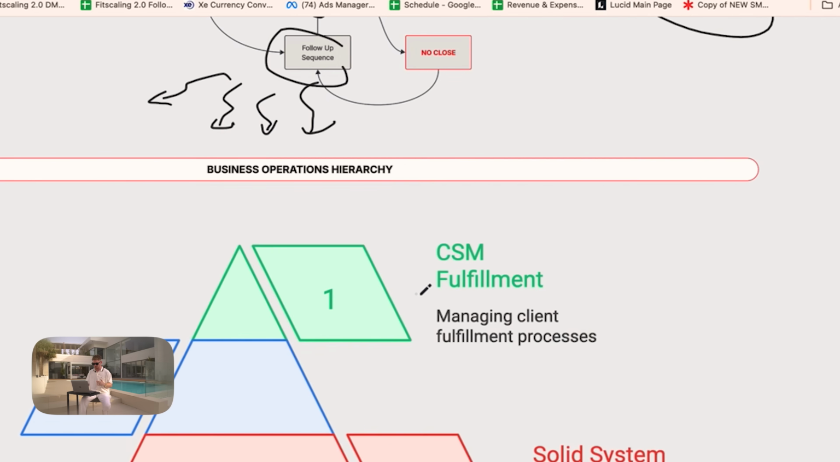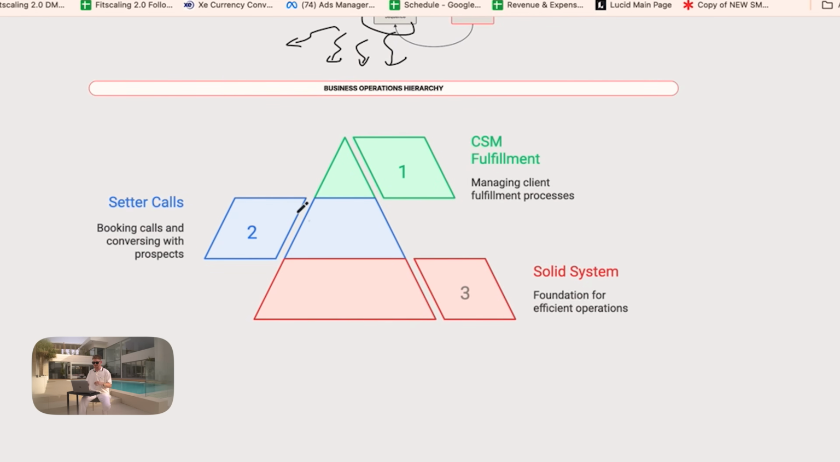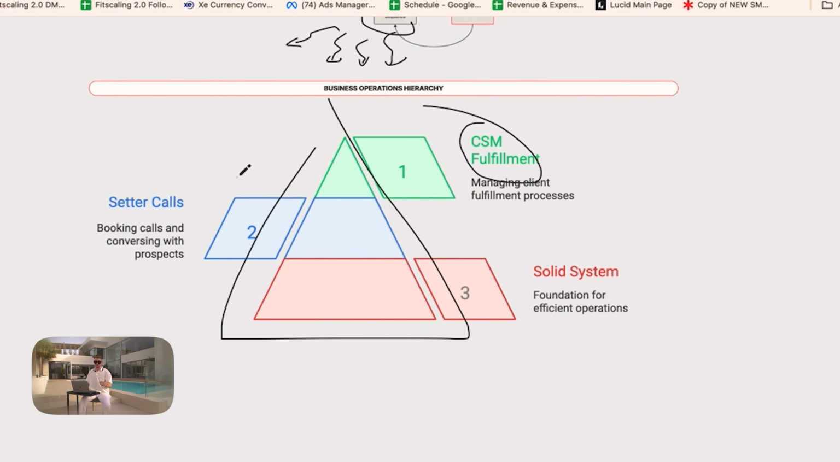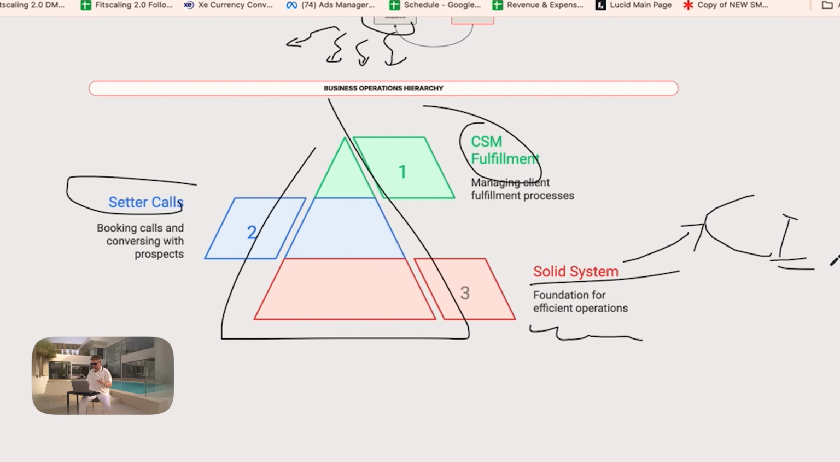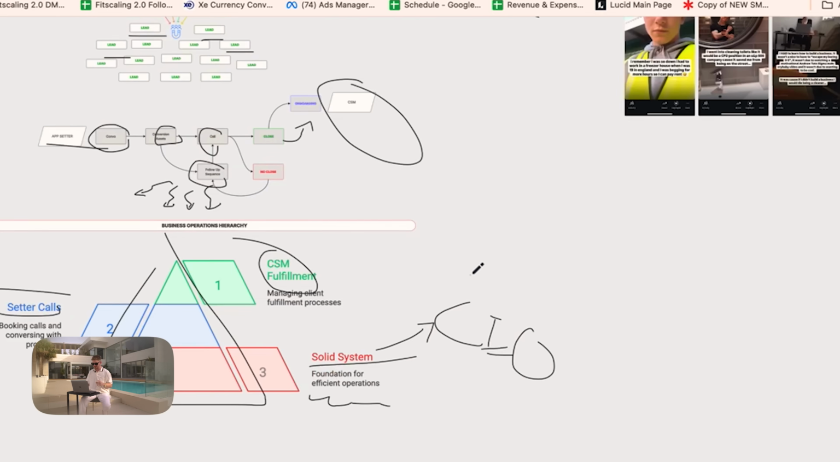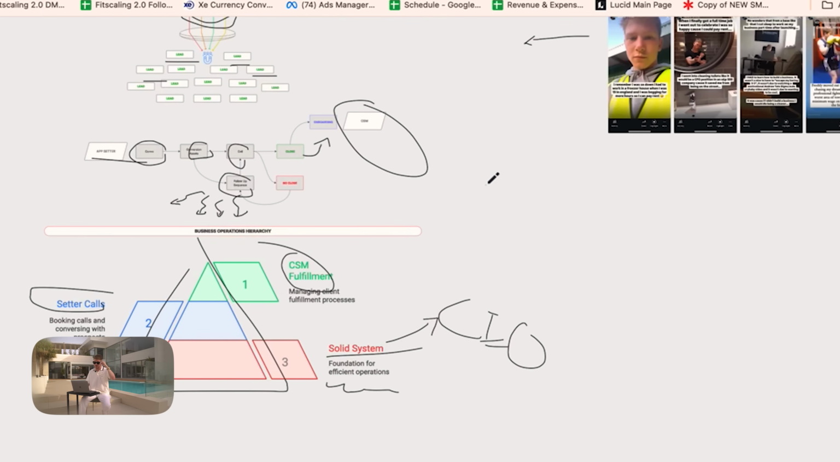This is how you automate a company. In this sense, you will have this triangle right here, okay? The fulfillment is taken care of by the CSM. The setter calls are taken care of by the setter, and you have a solid system in place. The foundations are extremely important. That's your job as the CEO, okay? Because if you are setting up the right foundations, everything is going to be absolutely crushing it, okay?